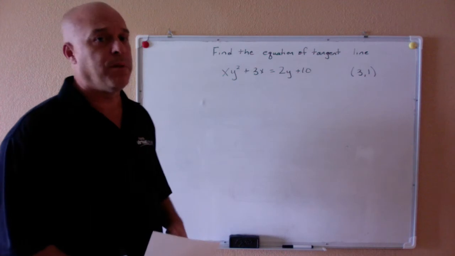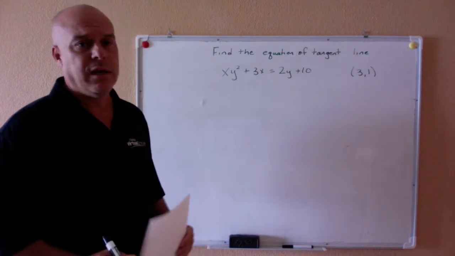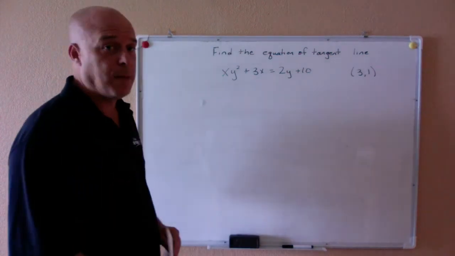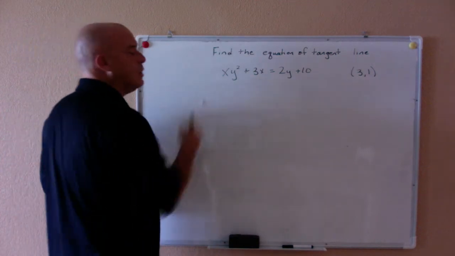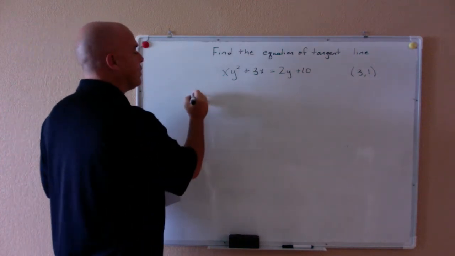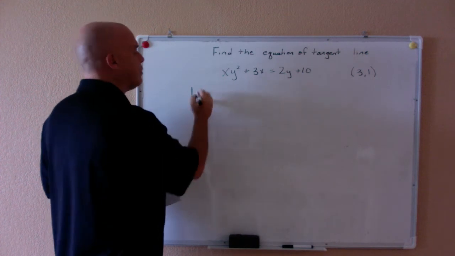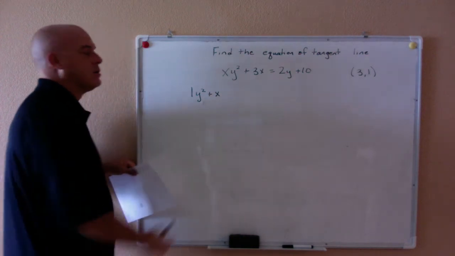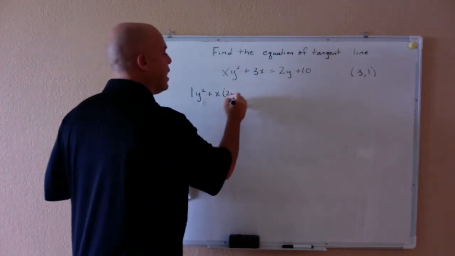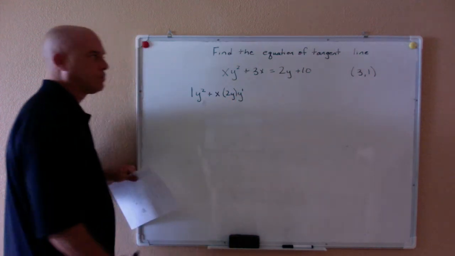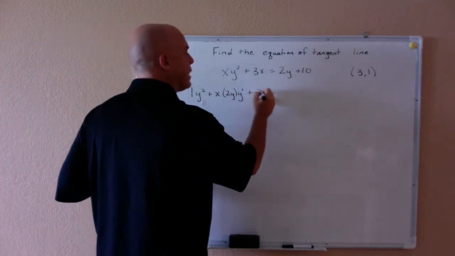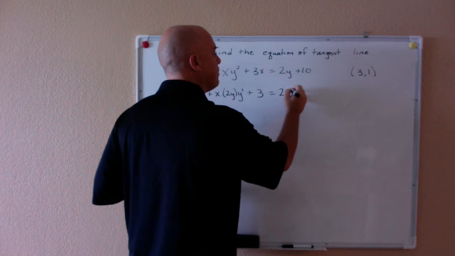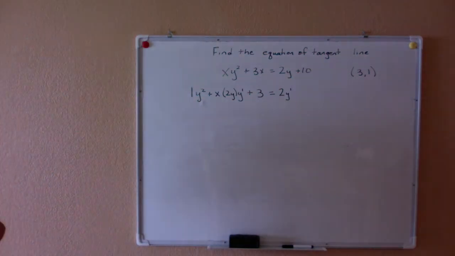We just need the slope of the tangent line, but this is going to have to be done implicitly. So let's go through and differentiate this problem implicitly. I'm going to use the notation y prime as I go through this. First one here is going to require the product rule. The derivative of the first function is 1 times y squared plus the first function, which is x, times the derivative of y squared, which is going to be 2y, y prime, plus the derivative of 3x, which is 3, equals the derivative of 2y is 2y prime, and of course the derivative of 10 is 0.